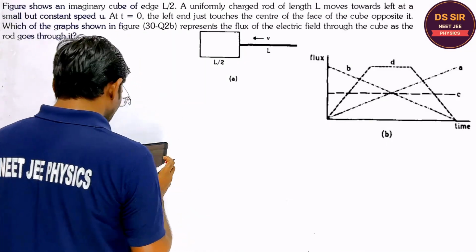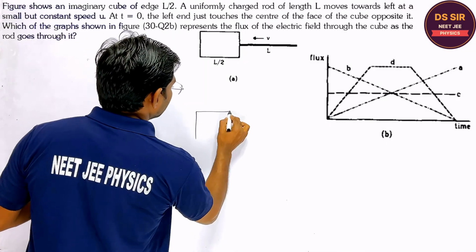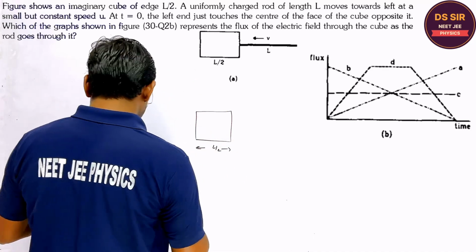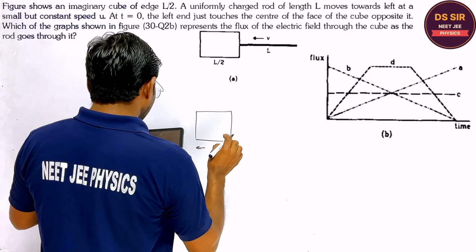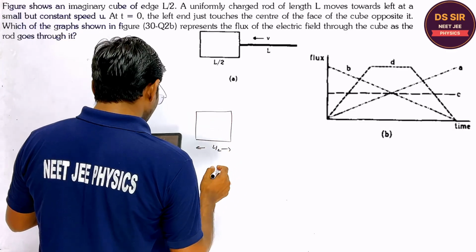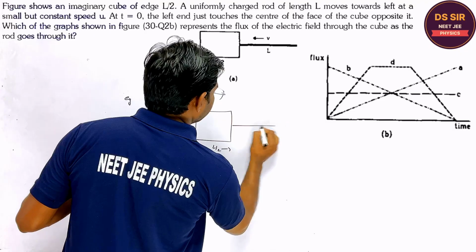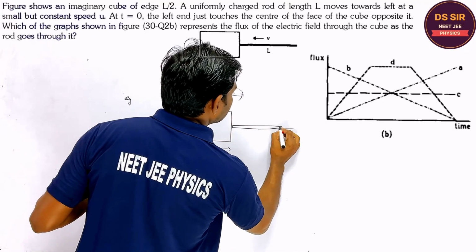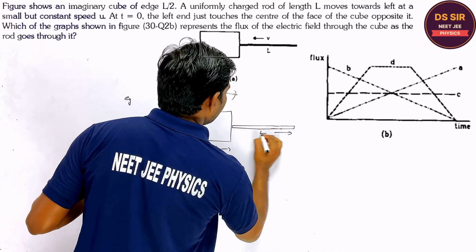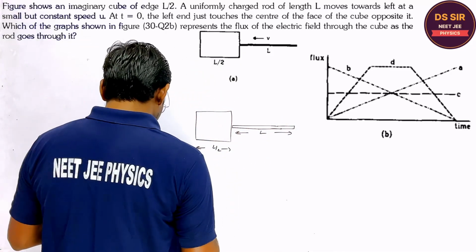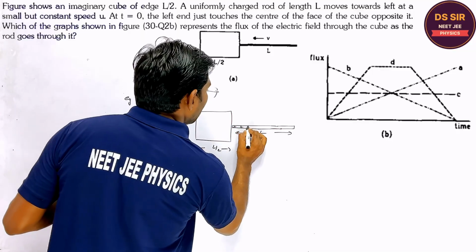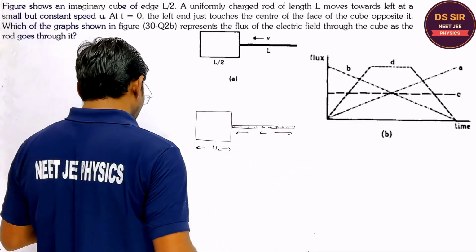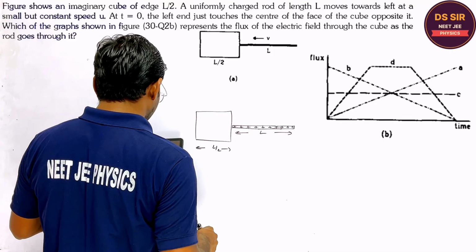So read this question. In this question, the figure shows an imaginary cube of length L by 2. This is the cube of length L by 2. Is it clear? And a uniformly charged rod is moving towards left with a constant speed. Suppose the length of this rod is, say, capital L. Is it clear or not, you tell? Right. At t equal to 0, the rod is on the left. Which of the following graphs represents the flux?